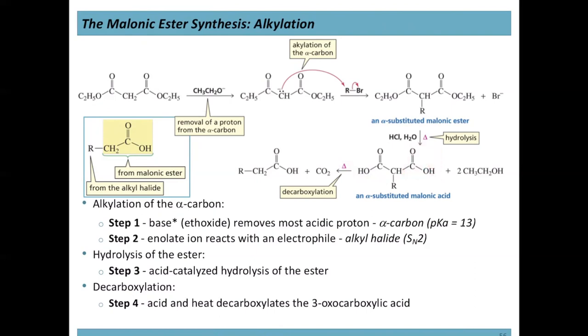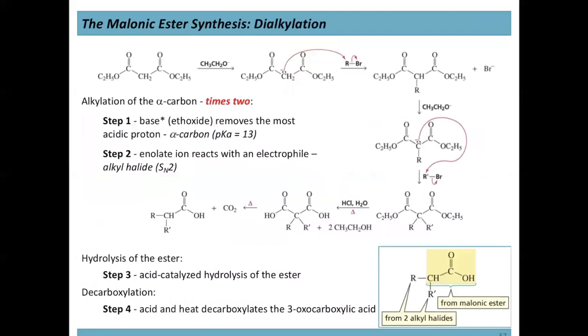And so the decarboxylation, we're going to lose one of these carboxylic acids as CO2, and it doesn't matter which one you lose. So just to match the scheme, this one in green is going to be the one that we keep, and the one in orange is going to be the one that we lost as CO2. So that's the malonic ester synthesis, adding one alkyl group.